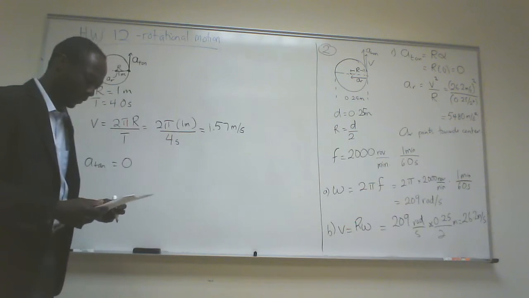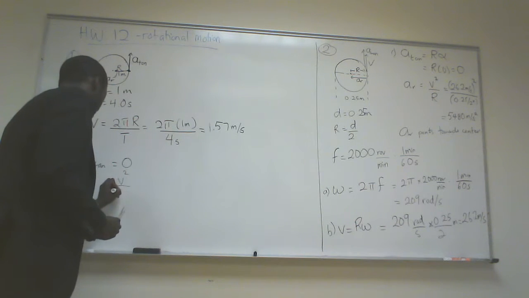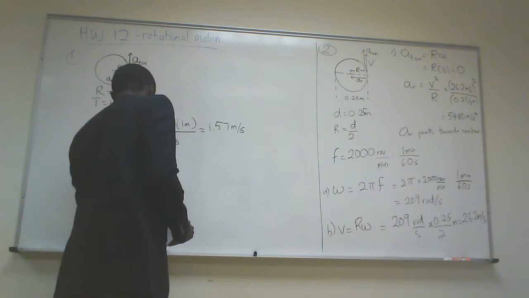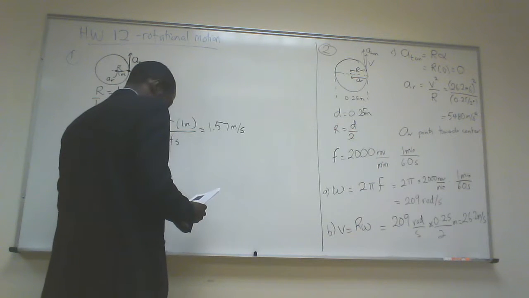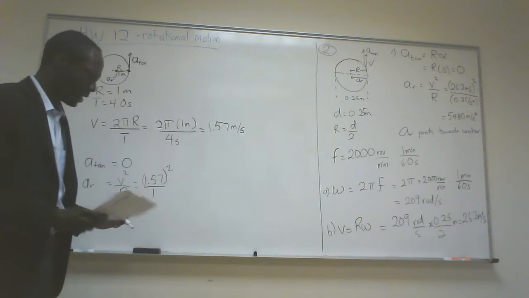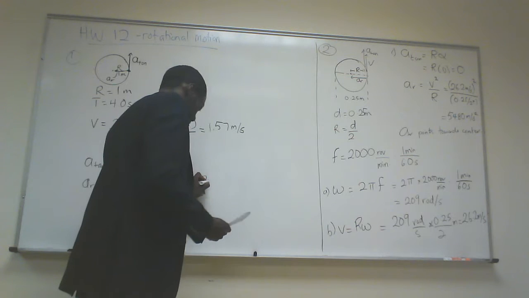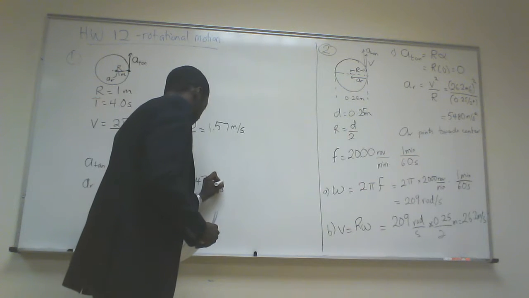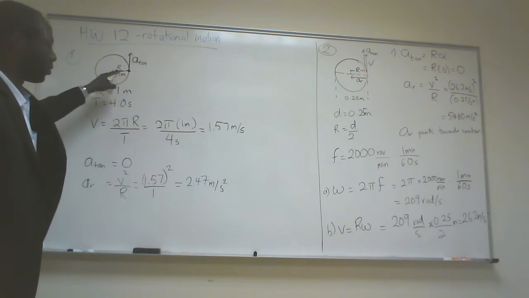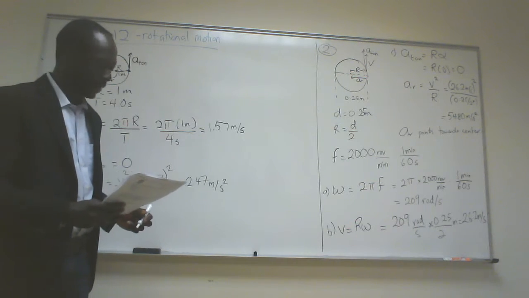is equal to 0, and her radial acceleration will be equal to v squared divided by the radius, which will be equal to 1.57 squared divided by 1. So that gives us a radial acceleration of 2.47 meters per second squared. And again, since it's a radial acceleration, it's only going to point towards the center of this circle.